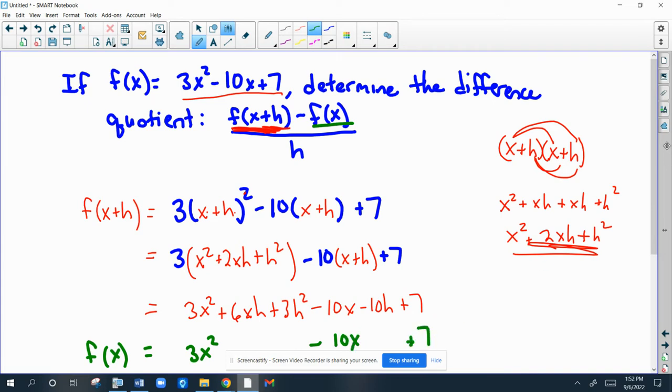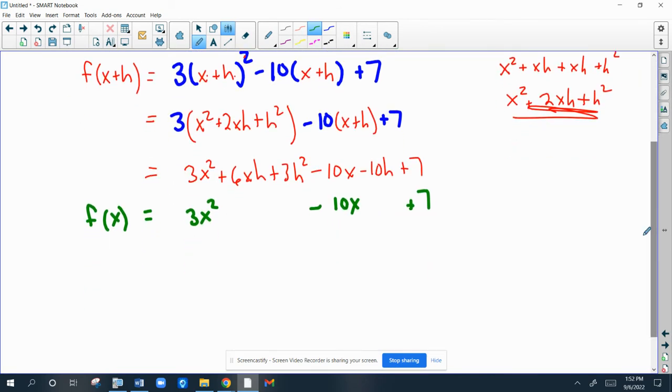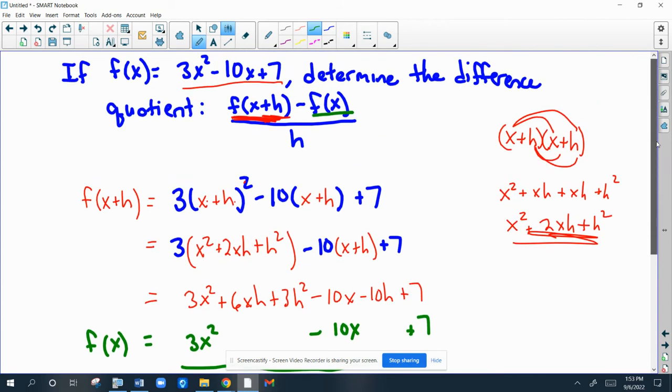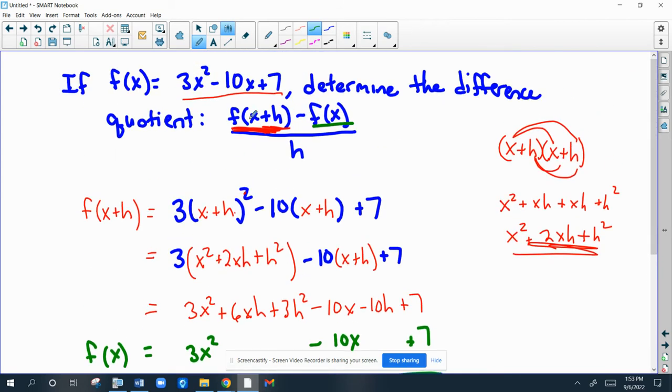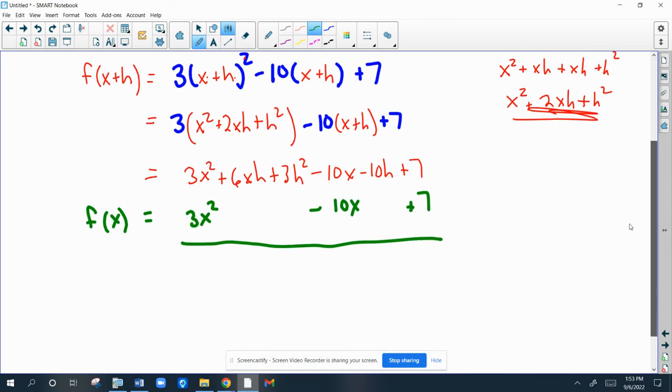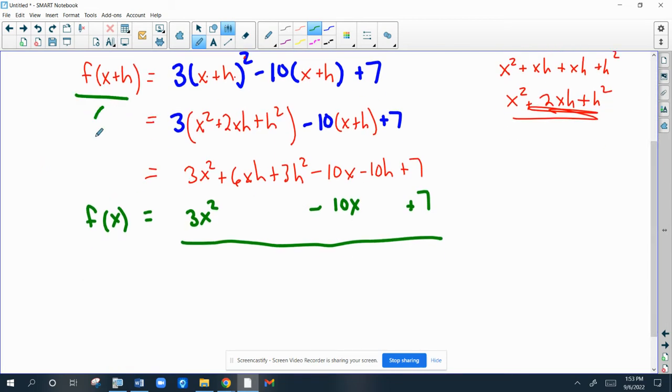Now, when you do this difference quotient and you do it right, and it's a rational function or a polynomial function like this, you'll always get those terms to line up. And now we're going to subtract this because that's what it says to do. See that minus here? Do f of x plus h minus f of x. So this was f of x plus h. I'm going to subtract f of x. And then all those like terms will subtract out to 0.